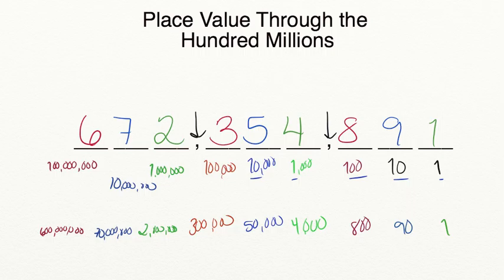We can actually write this in expanded form, and we already have started the process. So expanded form is adding each of the different place values separately. So we have 600 million plus 70 million plus 2 million plus 300,000 plus 50,000 plus 4,000 plus 800 plus 90 plus 1. And if we add all of these numbers together, that will give us the number 672,354,891.